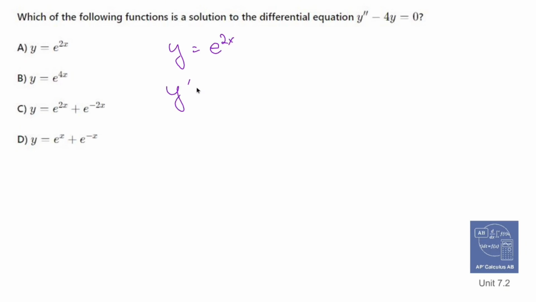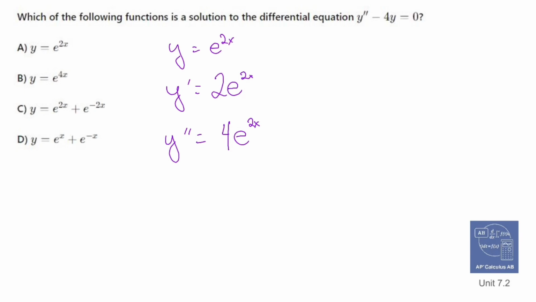y single prime is going to involve chain rule. Take the derivative of the outside, which is e, keep the inside, which is 2x, but multiply everything by the derivative of the inside, which is 2. Now let's do it again. y double prime, take the derivative of the outside, which is e, keep the inside, which is 2x, multiply everything by the derivative of the inside. So 2 times 2 is 4.